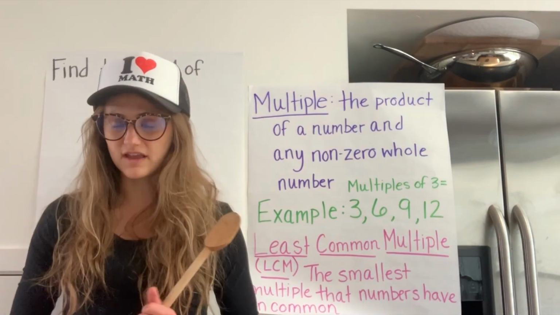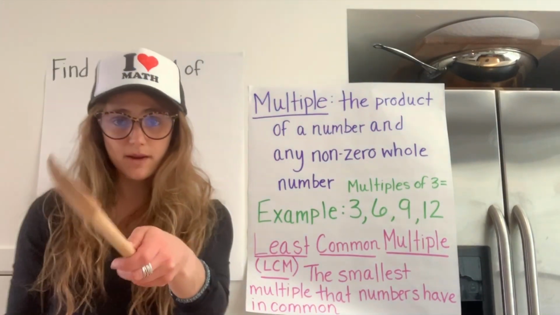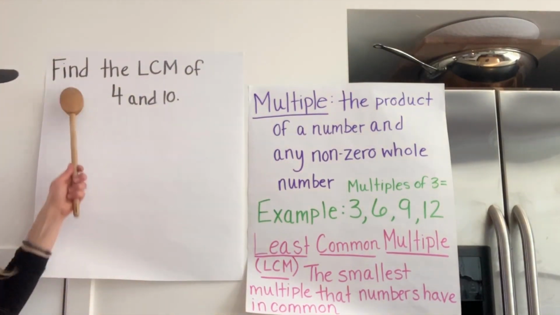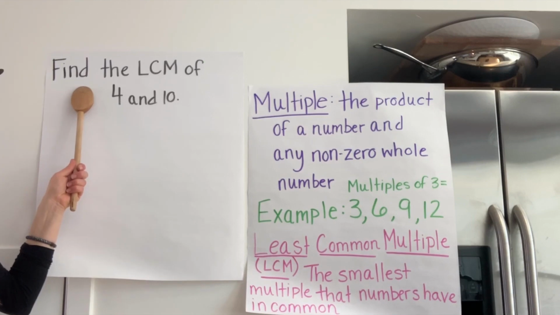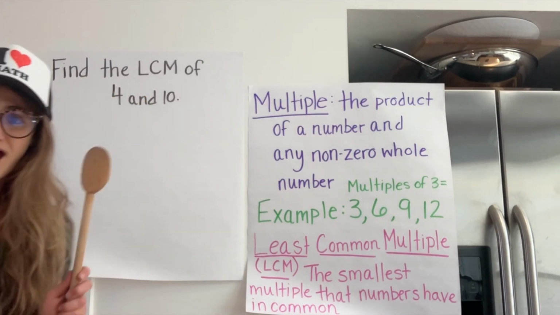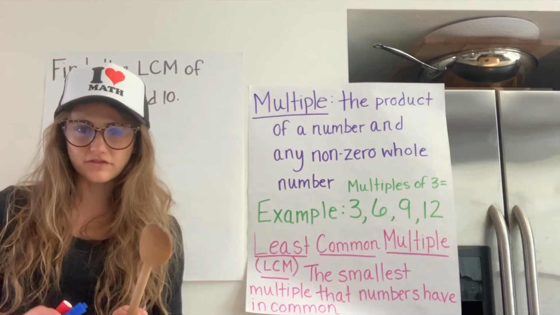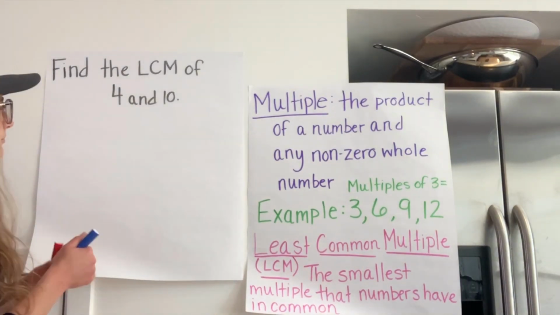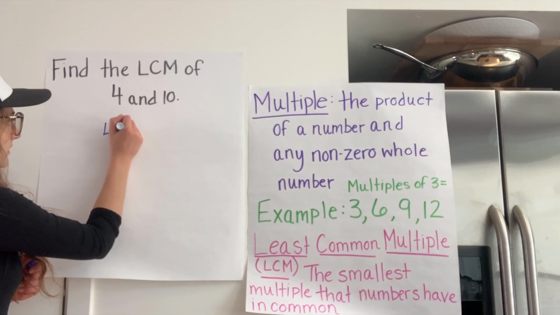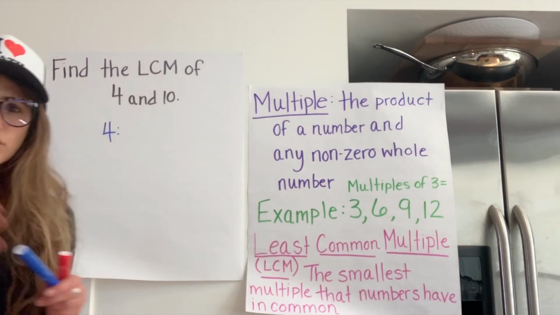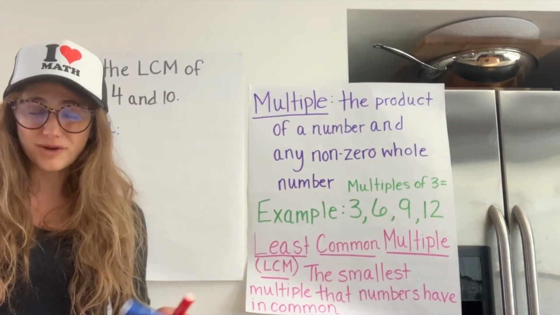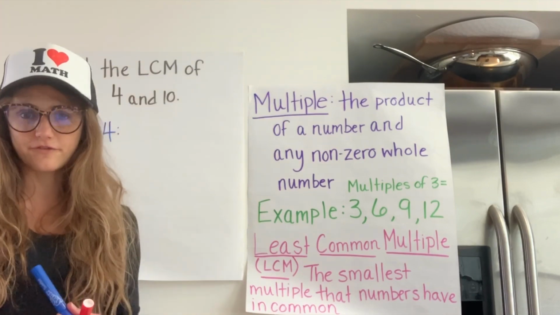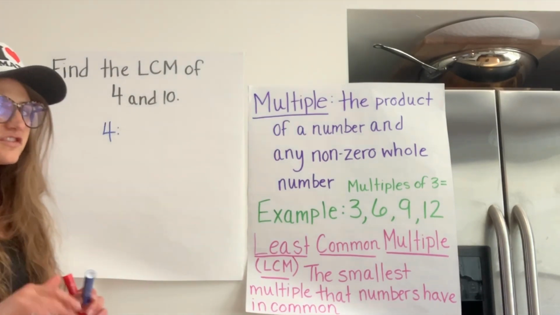Let's take a look at an example. We'll do it together. You do it on paper while I do it on my poster. Our instructions ask us to find the LCM of 4 and 10. I personally like to always start with the smallest number, and in this case, our smallest number is 4. We're going to list out multiples of 4. I always like to start by listing the first 5 multiples of a number, just as a starting point.